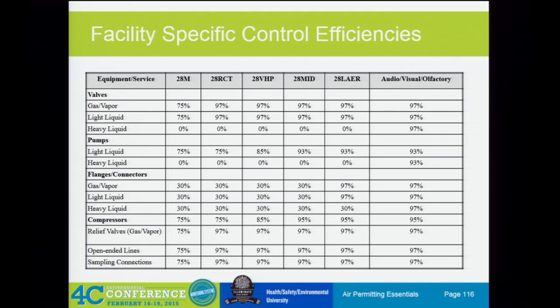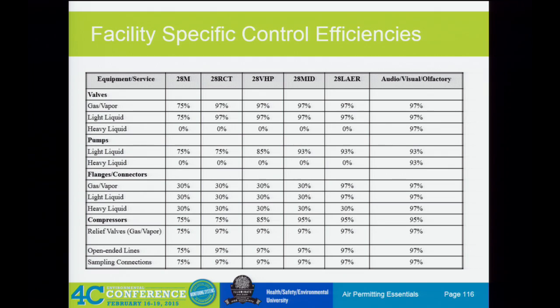So this will be what LDAR program you employ. 28 VHP is usually BACT in Texas. So for each gas and vapor valve, you get 97% control efficiency by walking around and saying, okay, this one has over 500 ppm, so I need to tighten the bolts on it, and then come back and check it later and be like, oh, it's still over 500, so I'm going to tag it. Whatever the leak detection program is.